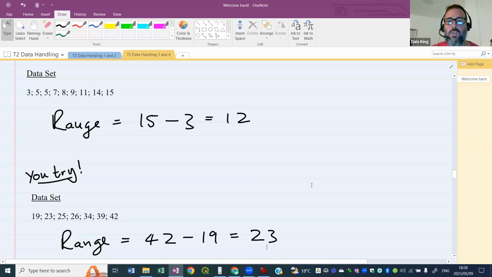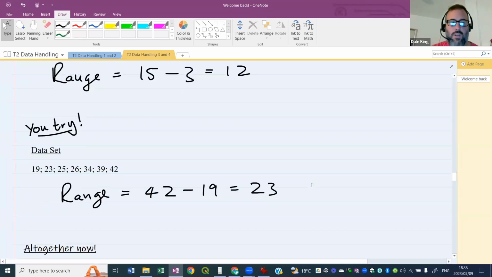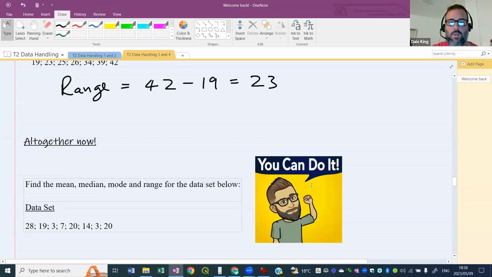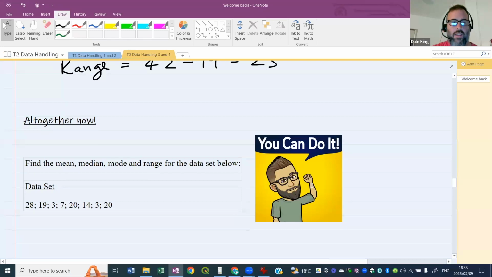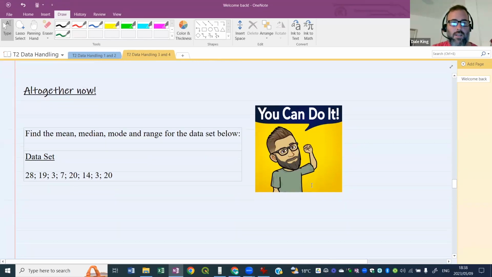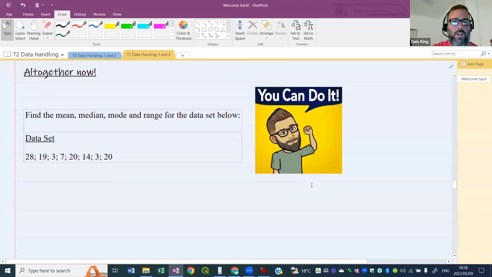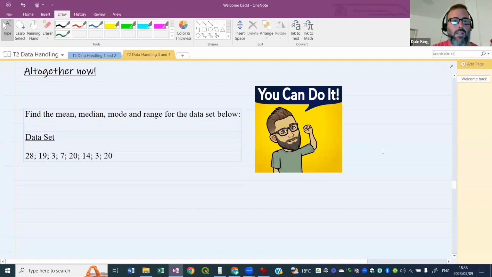All right. So we've done 3 measures of central tendency, mean, median, and mode. And we've done 1 measure of spread or dispersion, which is range. I'm sure you guys have done this before. So now let's put it all together. Here's your data set. Please will you find the mean, median, mode, and range for the data set below. All right, off you go. It's going to take you about 6 or 7 minutes.